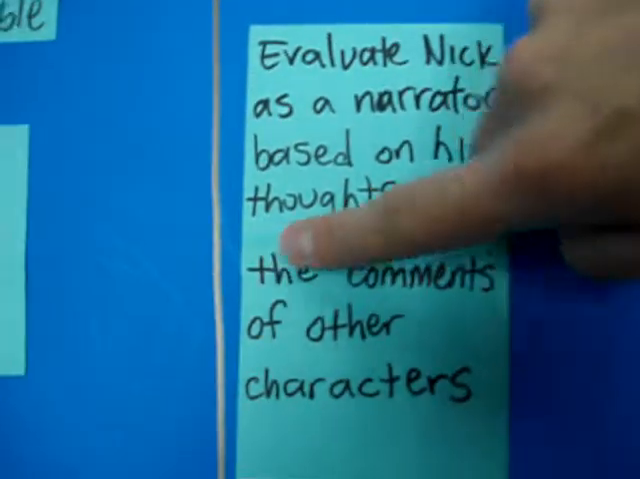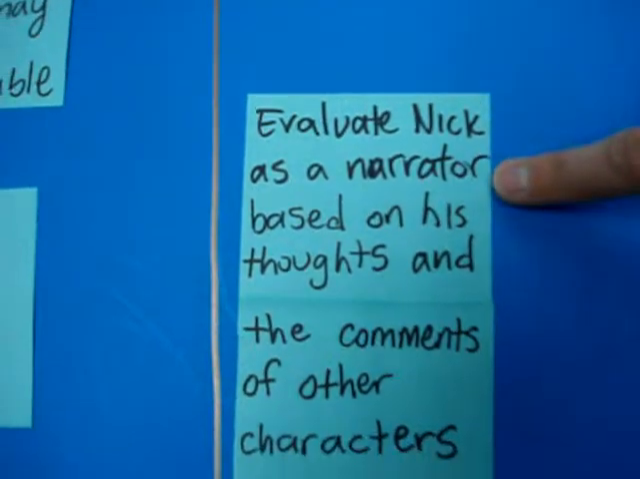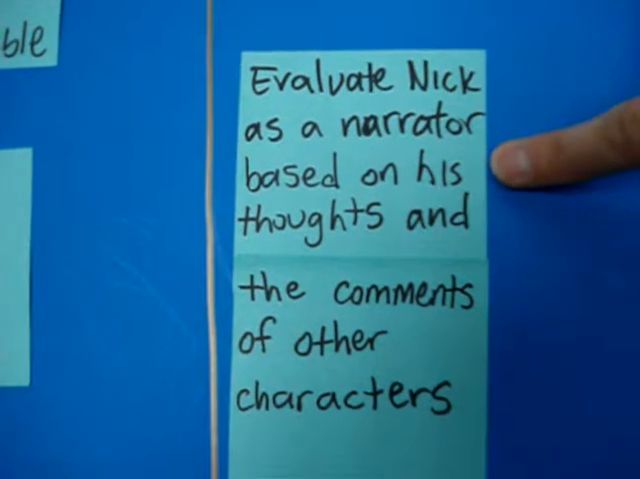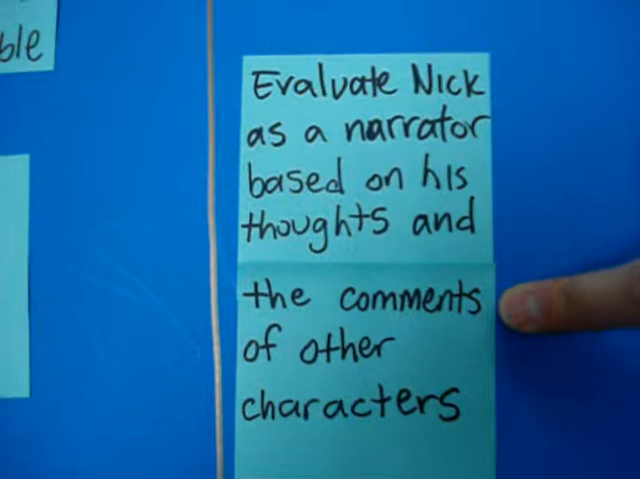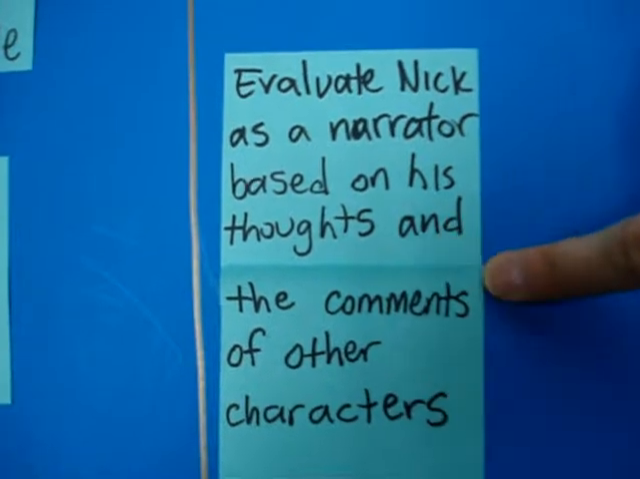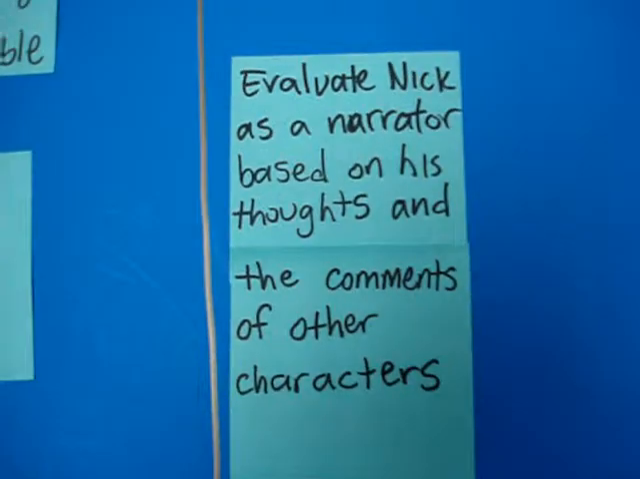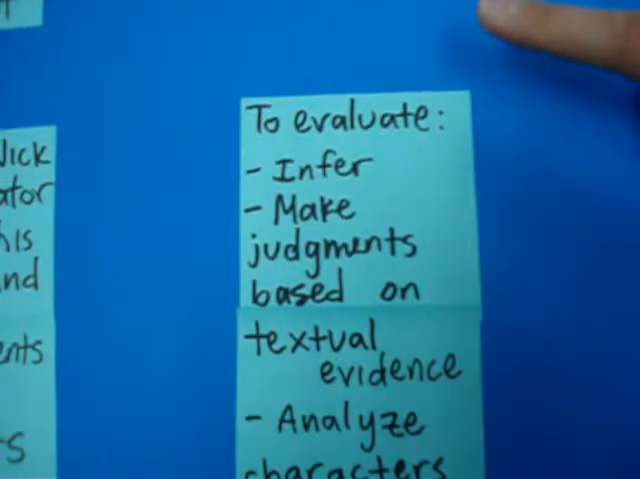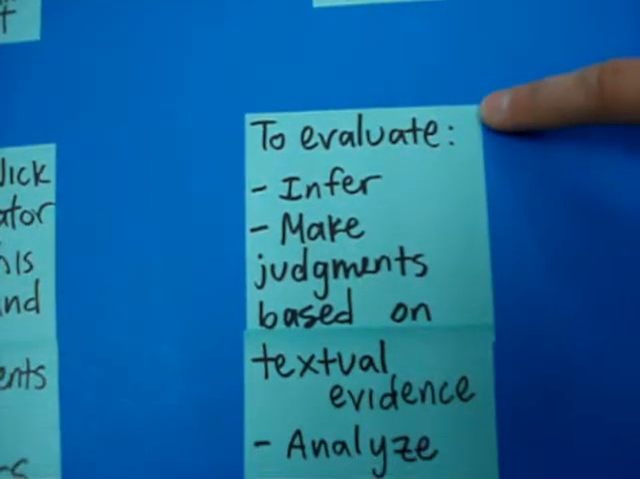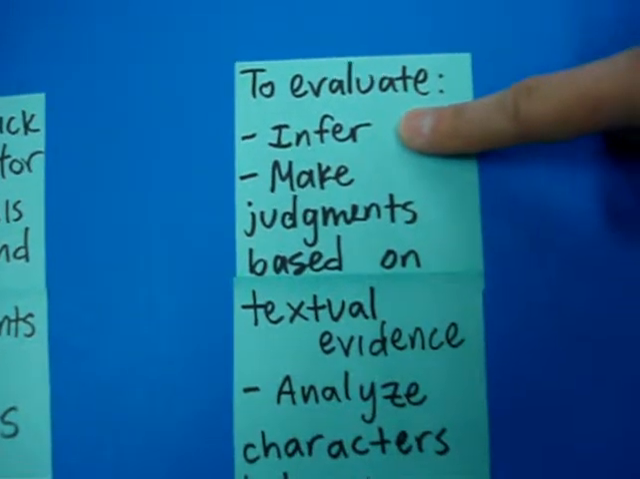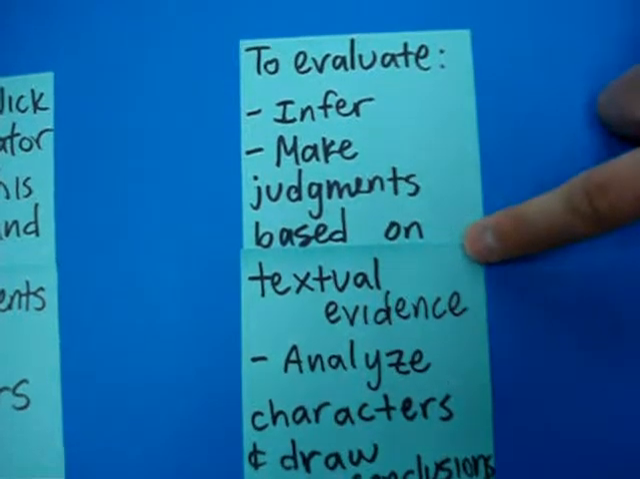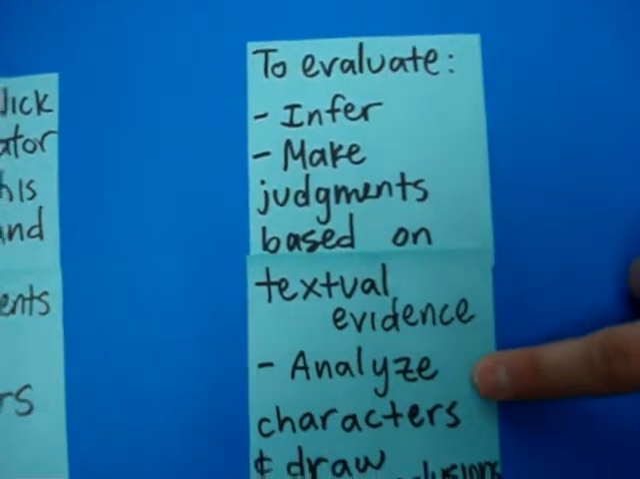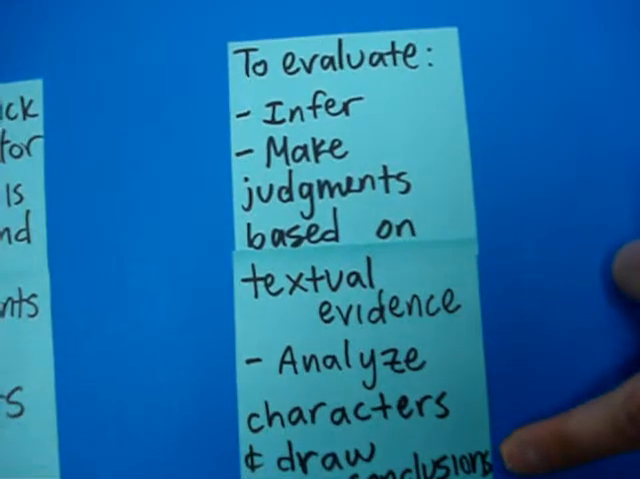Then another piece that I might pull out, and again, there are other ways I could go, is to evaluate Nick as a narrator based on his thoughts, and then also based on the comments of other characters, especially that final scene with Jordan where she talks about good driving. Oh my gosh, I love that paragraph so much. And to get here, to do that level of evaluation, our students need to be able to, again, infer. They need to be able to read beyond exactly what is said. They need to make judgments that are based on textual evidence. And then they have to really analyze the different characters and draw conclusions.